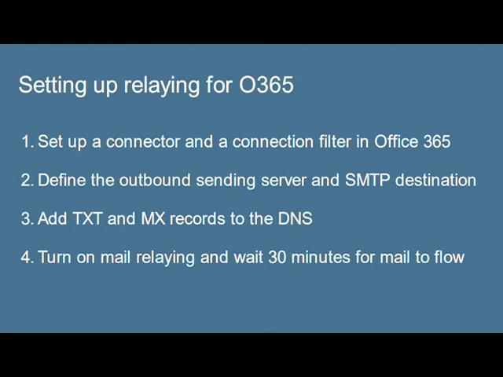For a more detailed treatment, we'll explain here how to set up relaying for Office 365 in Proofpoint Essentials. This procedure involves several steps. First, you'll need to set up a connector and a connection filter in Office 365. Then, in the Proofpoint Essentials UI, the next task is to define the outbound sending server and outbound SMTP server for the domain. After that, you'll need to validate the domain's TXT records and add MX records in the DNS. Finally, you'll need to turn on relaying for the domain in the Proofpoint Essentials UI. We'll take a look at how to carry out these tasks in detail.